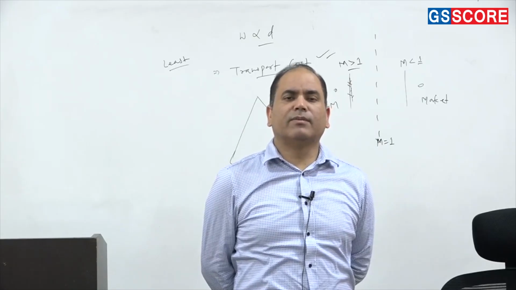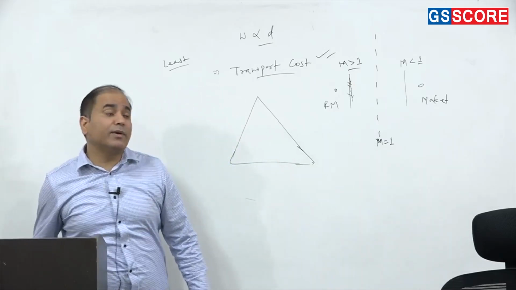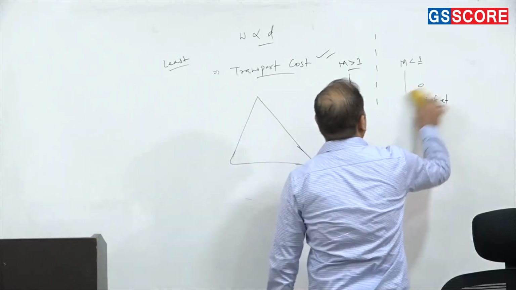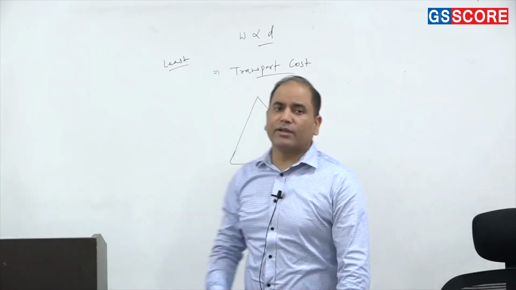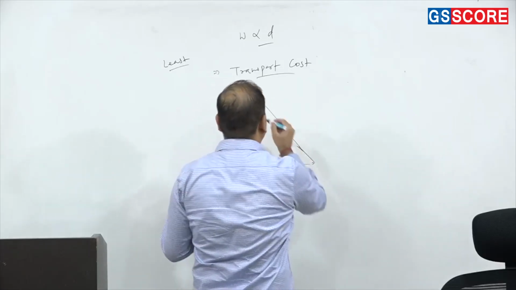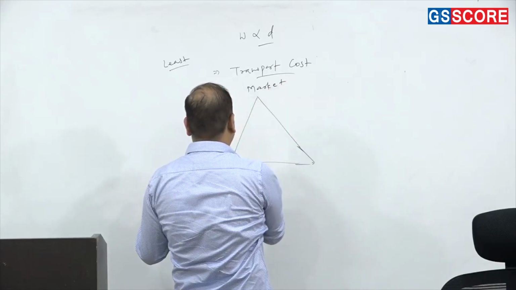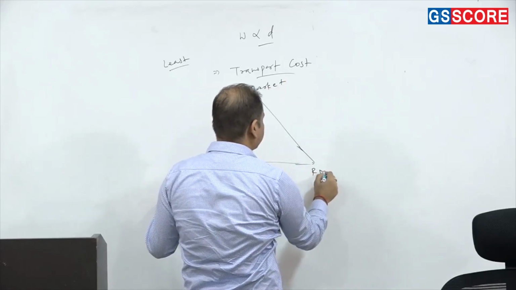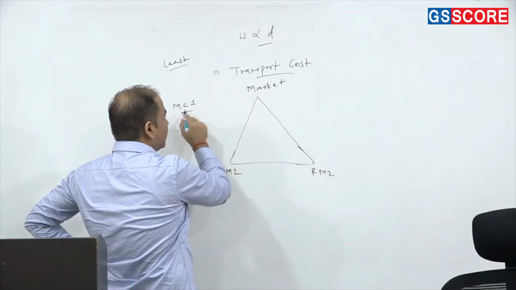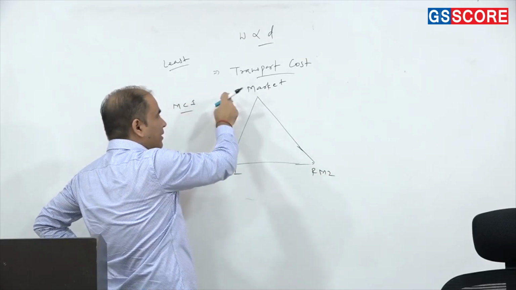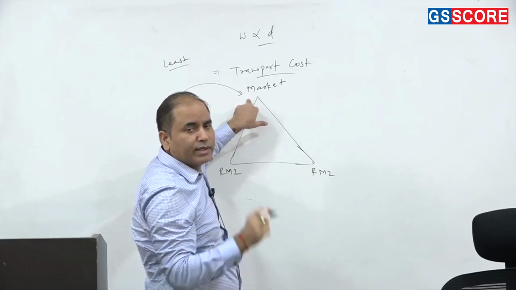So when the industry is based on a single raw material, there is not much problem, but the problem will start occurring if the industry requires more than one raw material. For that he has prepared a triangle, based on the market and raw material 1, raw material 2. If the material index is less than 1, that is weight gaining, there is no issue, the industry will be located nearby the market.